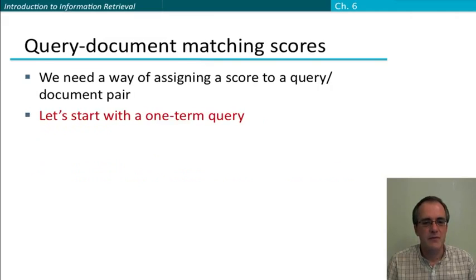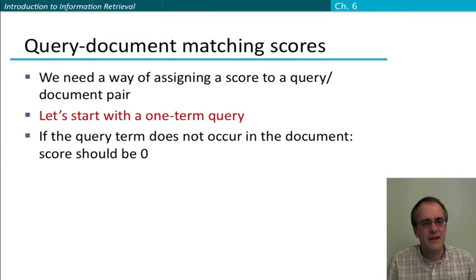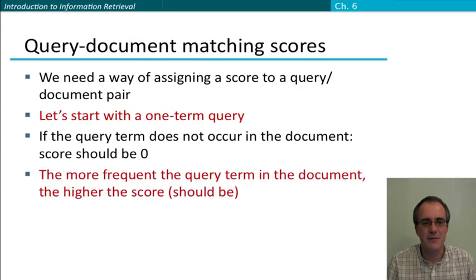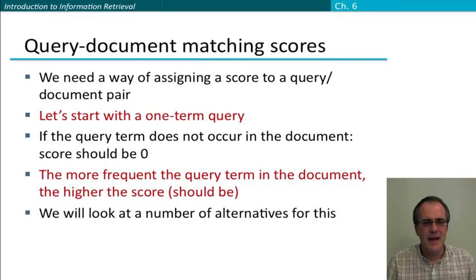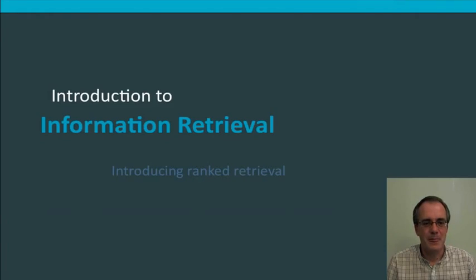Let's start with a one-term query. Well, if the query term doesn't occur in the document, the score for the document should be 0. And then beyond that, probably what we want to say is that the more frequently the query term appears in the document, the higher the score should be. And after that, how exactly we score documents isn't quite so clear. And so in upcoming segments, we'll look at a number of alternatives for this. Okay, but I hope that's given you an idea of what ranked retrieval models are and how they differ from the Boolean retrieval model.